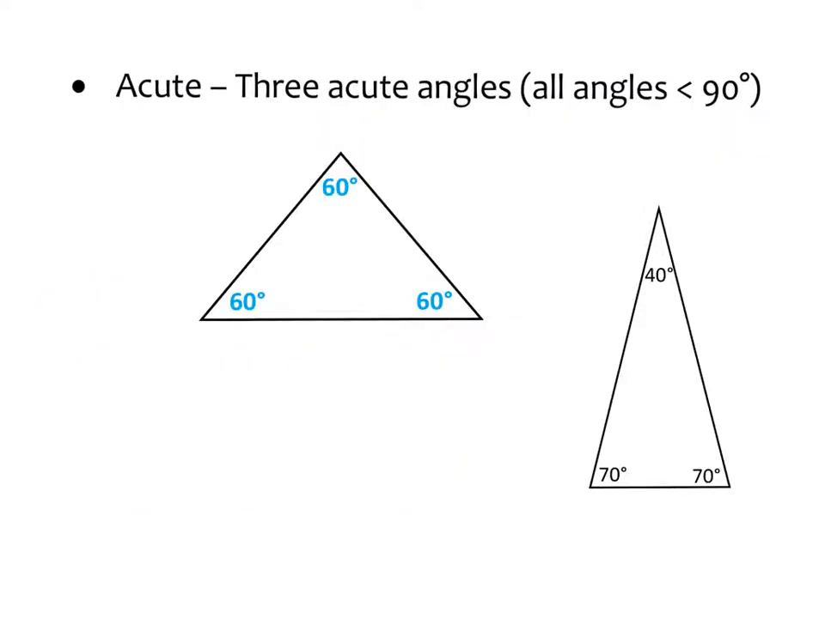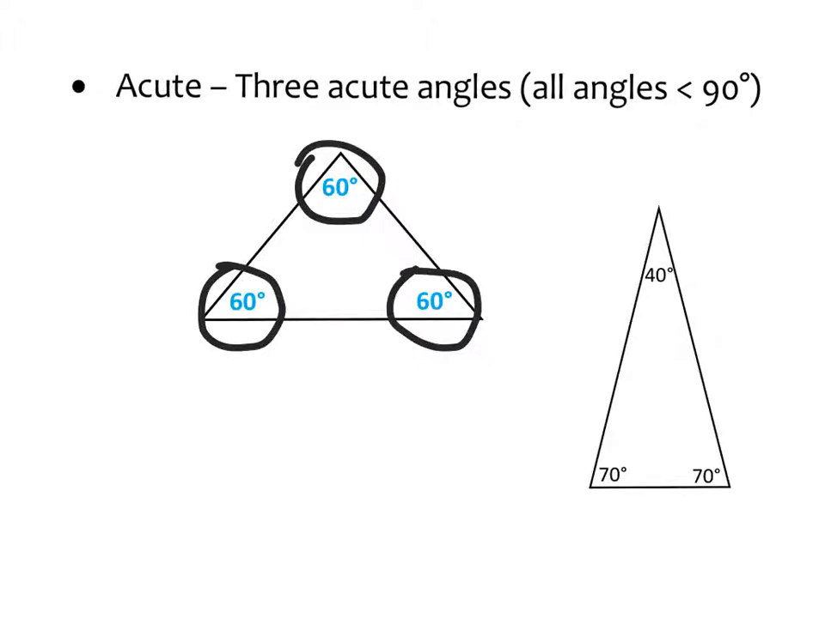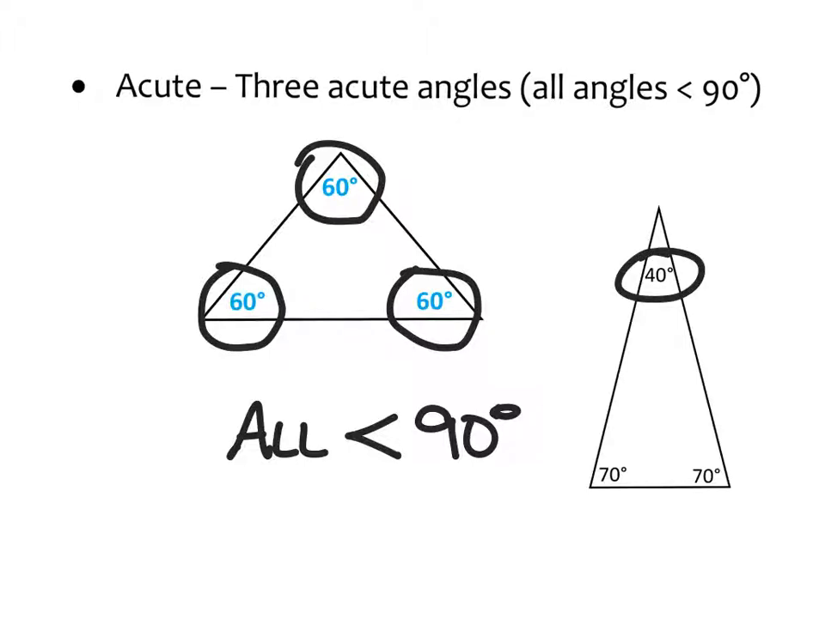Here are two examples of acute triangles. In other words, when naming these triangles by their angles, I note that when all of the angles in a triangle are less than 90 degrees, when all of them are less than 90 degrees, then I have an acute triangle.